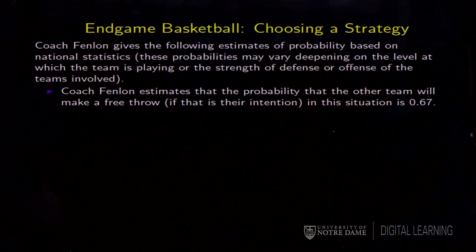And we're also assuming that if they make 3 free throws in a row, the shots are independent. So the probability of making those 3 free throws in a row is 0.67 cubed.